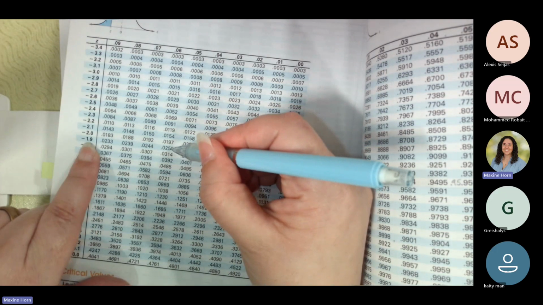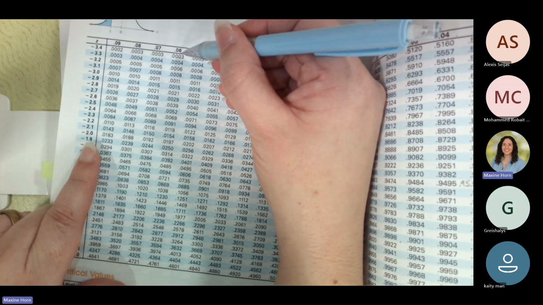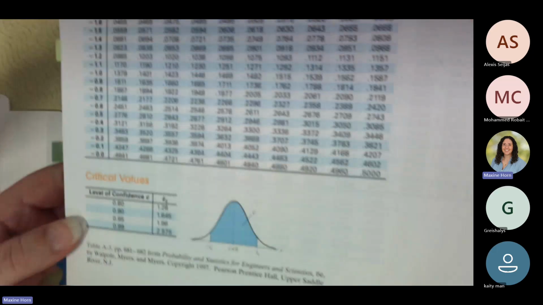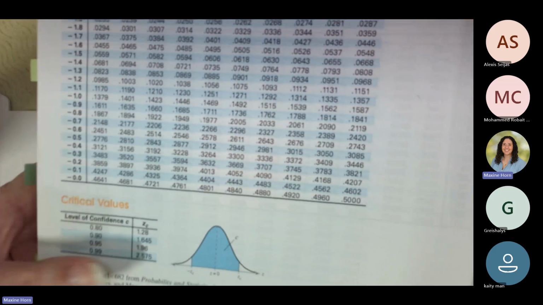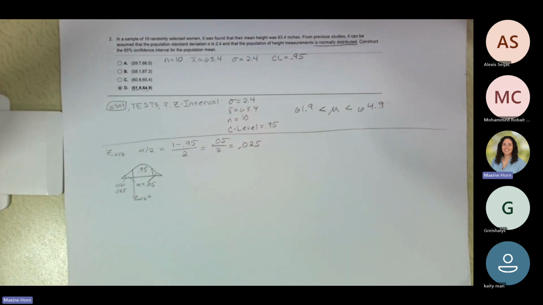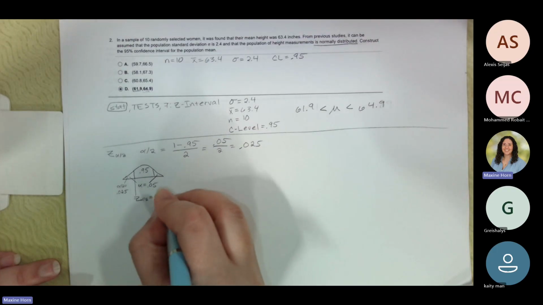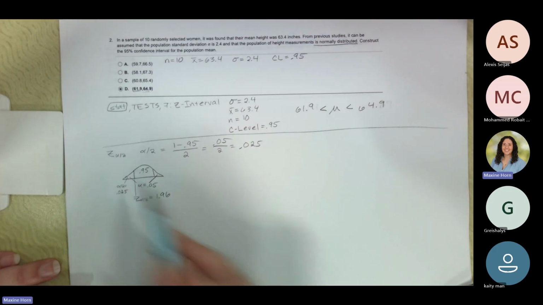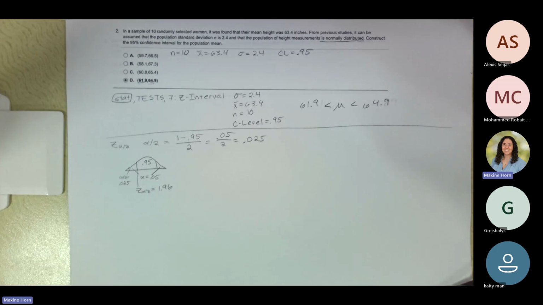So I say, all right, that's a negative 1.96, except I'm not going to take the negative, I'm going to take the positive of that. Again, we remember that down here, if I have a confidence level of 95%, my corresponding Z-score is 1.96. Okay. So either way, that one is negative 1.96, but what we're going to use in our formula is 1.96. Okay. And what's our formula?